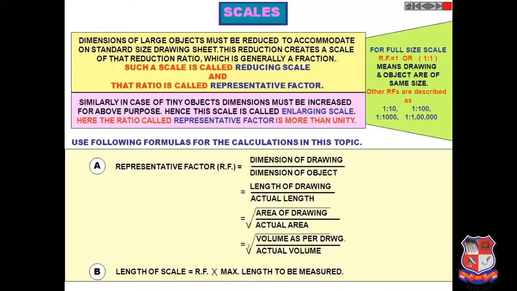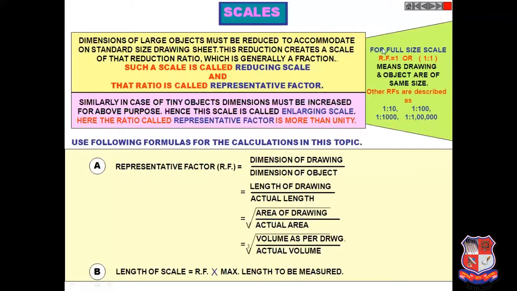And the second one is the length of the scale. By using the length of the scale, you have to draw a drawing. So length of scale is calculated by RF, means representative factor, into the maximum length to be measured. By this equation, you have to calculate the length of the scale.